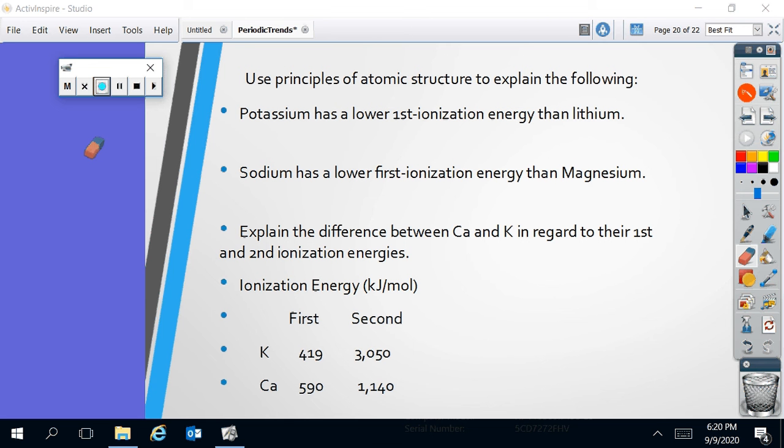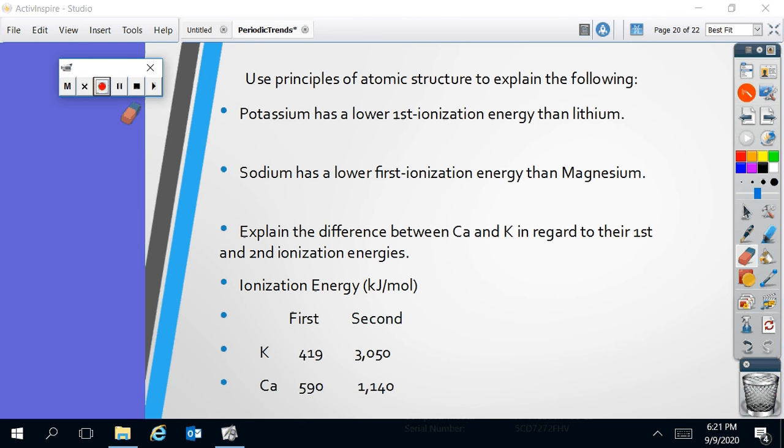Potassium has a lower first ionization energy than lithium. Well, potassium is lower in group 1, the alkali metals. Because it is lower in the group, it has more energy levels. It also has more electron shielding, which shields the valence electron from the nuclear charge. Therefore, it's easier to pull the first valence electron off of potassium than lithium, where the valence electron is closer to the nucleus.